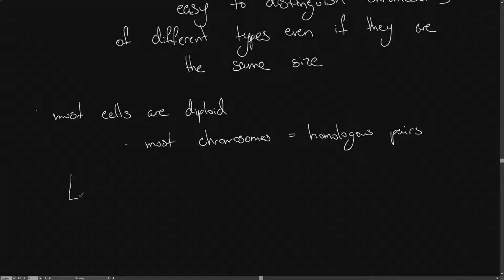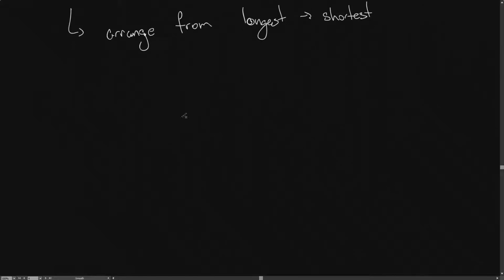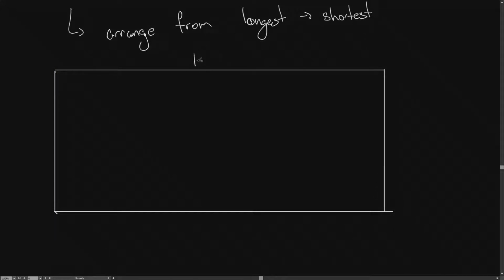And then you take this and you arrange from largest, or rather the longest, to the smallest, or shortest. And when you do this process for all of the chromosomes that you're looking at, you'll end up with a karyogram.